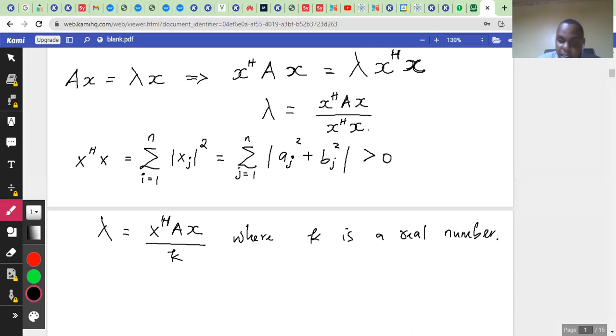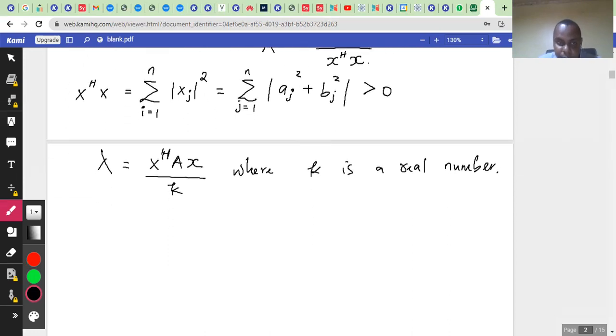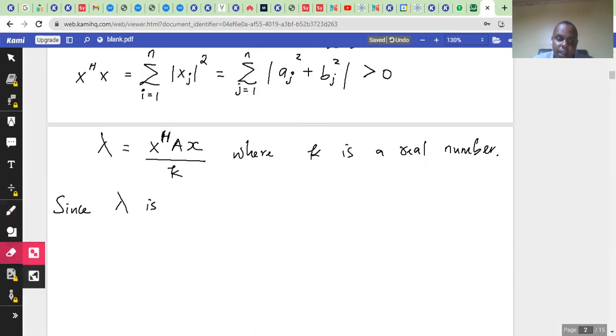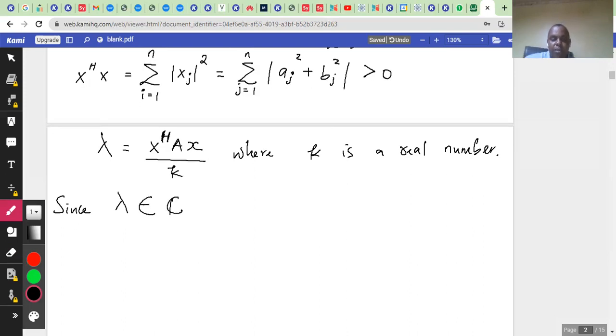And remember, lambda is a scalar, right? It's a real number. Well, not real. Since lambda is a scalar, a nice mathematical way of saying that lambda is a scalar is just saying that it's coming from the field of complex numbers.